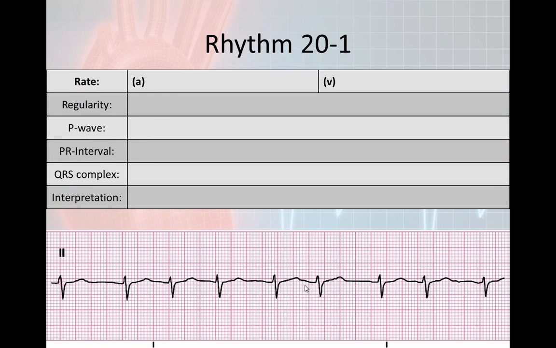So let's start off with the first rhythm right here. This one could be very dangerous to try to interpret because the atrial rate is indeterminate. You don't have P waves.